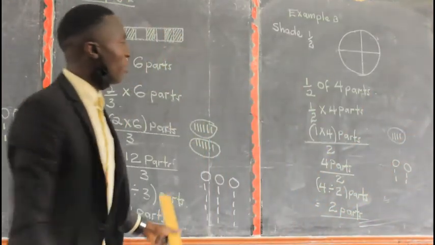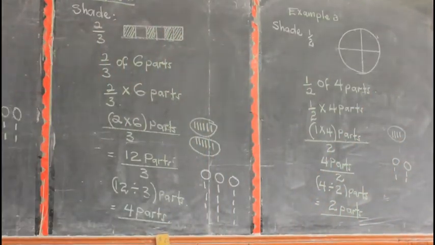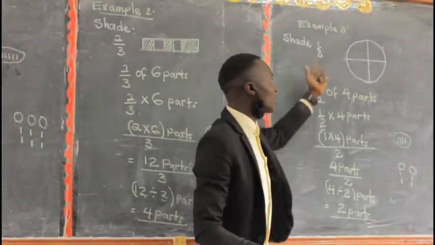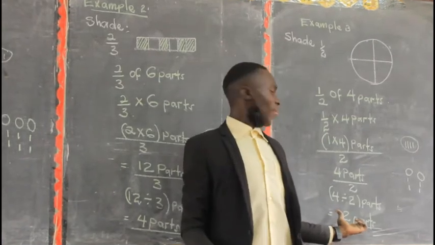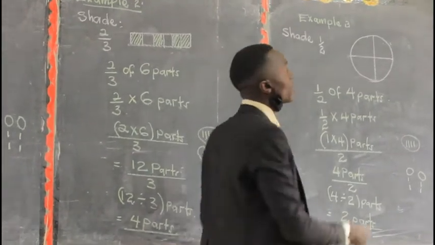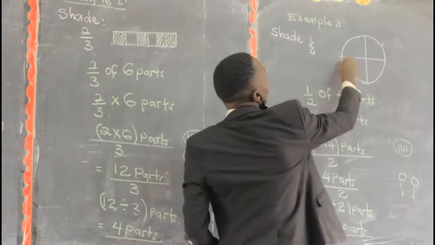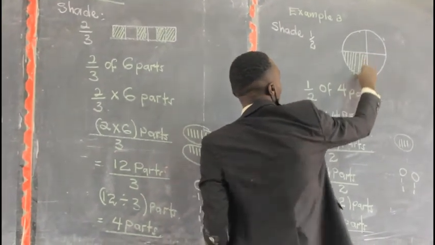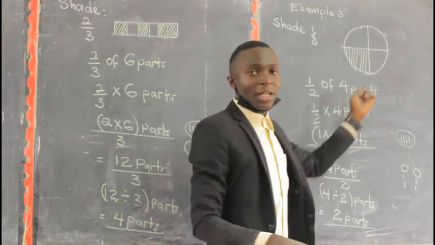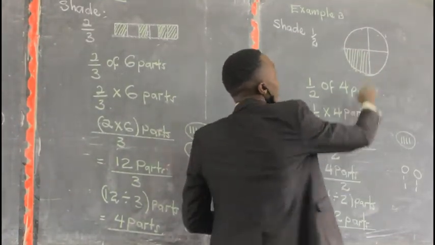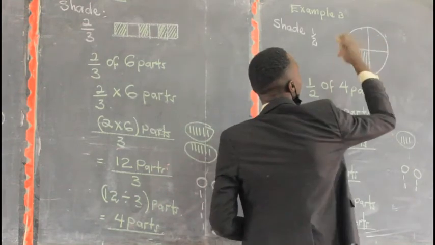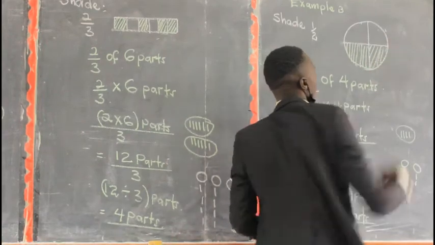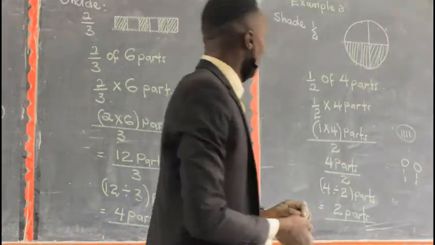Don't stop there. Remember our question was telling us to shade. So we are going to shade 1 out of 2. As we have got our answer as 2 parts, it means that you come here gently, you start to shade the 2 parts. Please shade it properly, like as I am doing, that is one part. You can change also this part, such that you get the two parts.